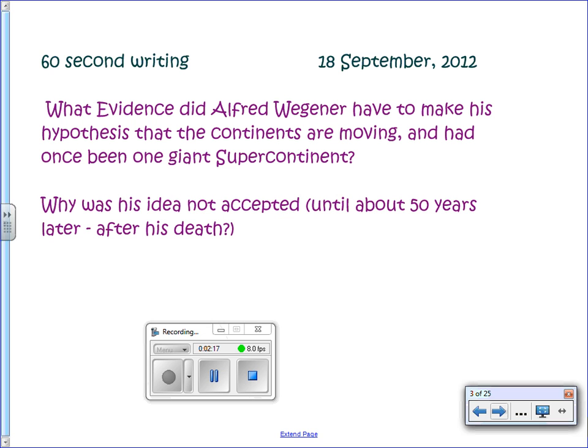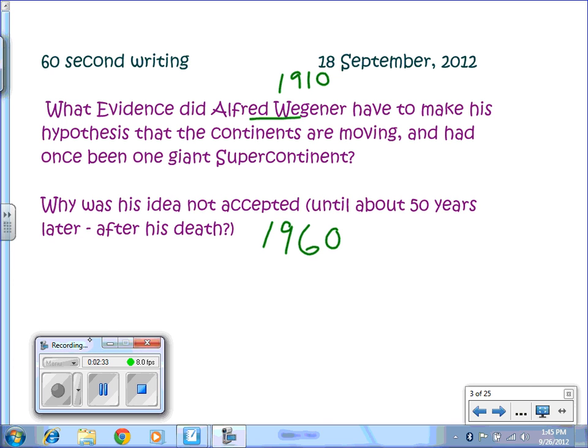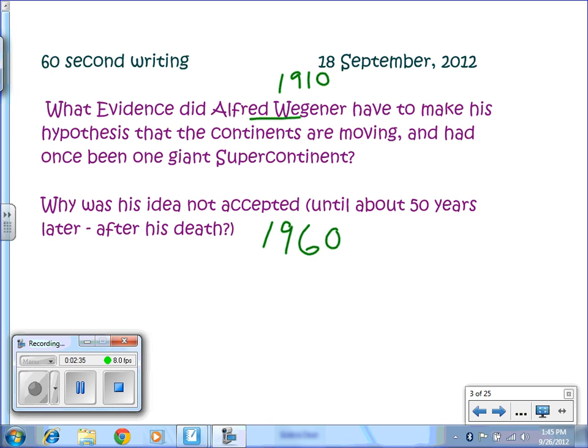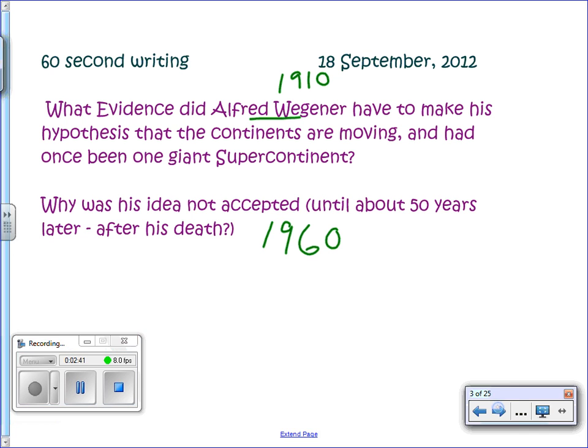Alfred Wegener came up with his idea around 1910. Really not that long ago in terms of science. And then it became much better accepted in 1960. The answers, the reasoning here is this. Alfred Wegener, and again, there are three main lines of evidence that Wegener had. Let's see if I have them here.